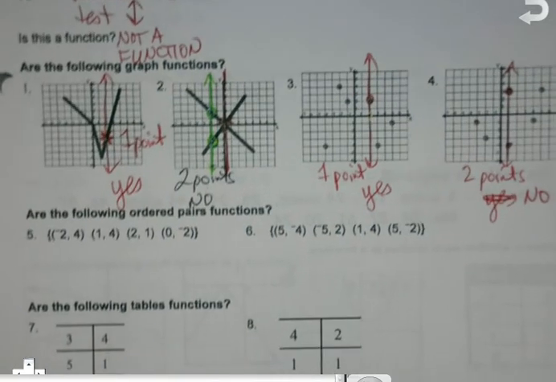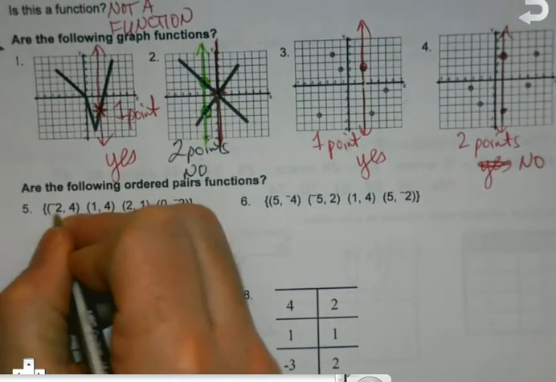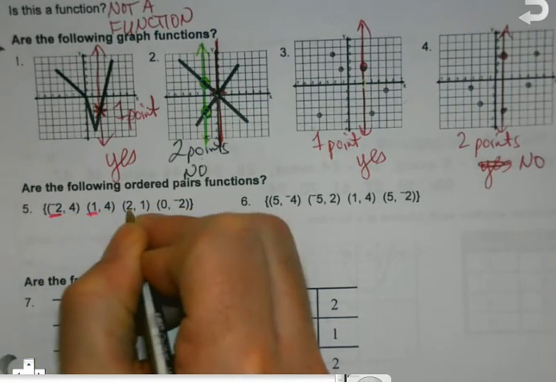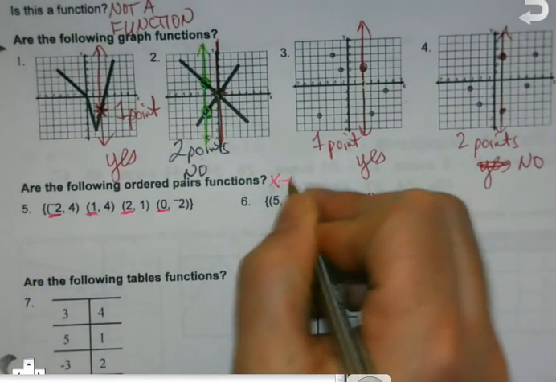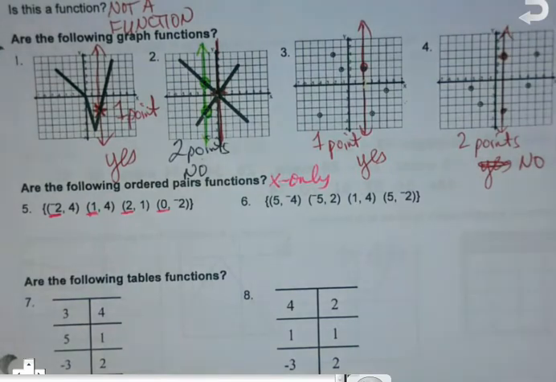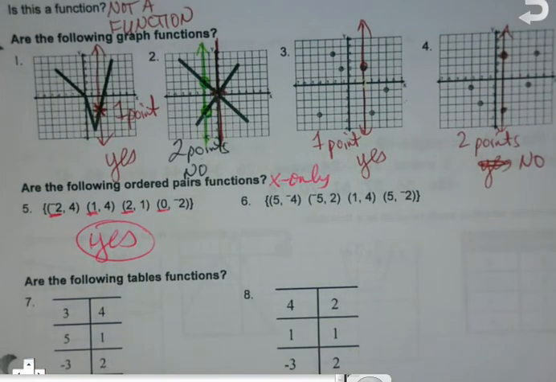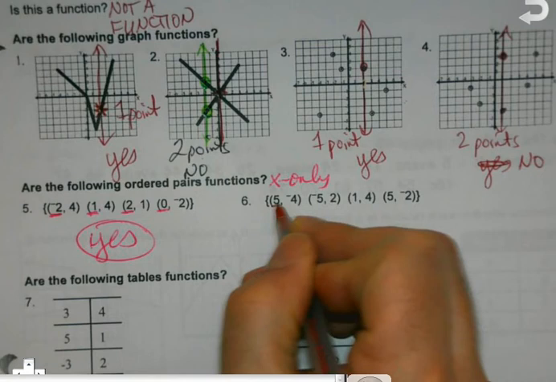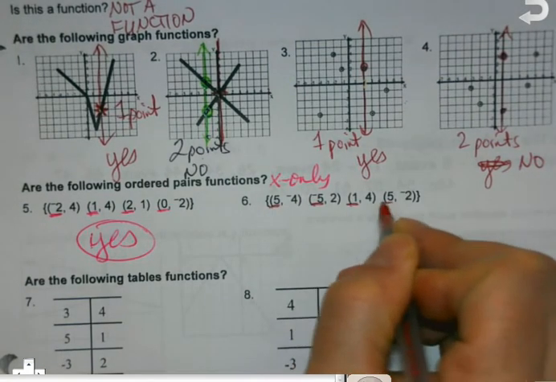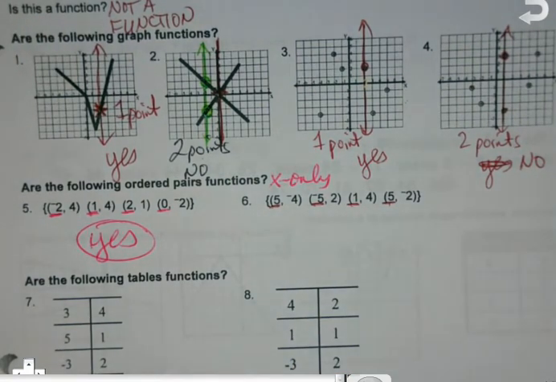When we're looking at just the ordered pairs, x is the only thing that matters. Do any of my x's repeat in number 5? No, they're all different, which makes it a function. That's the only thing you have to look at. Just the x's. If they do not repeat, it's a function. If they do repeat, then it's not a function.